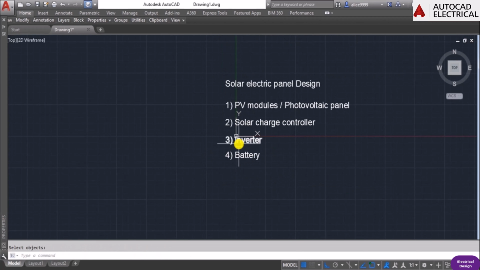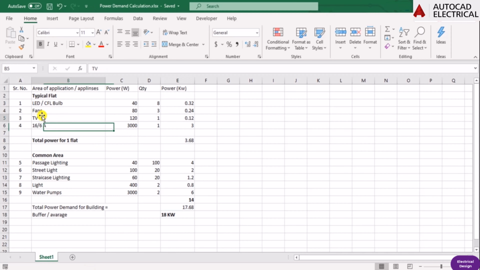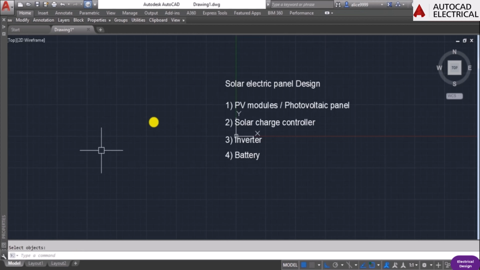So these are the four main important parts required for the solar electric system design. Now by this we need to determine the power consumption for the entire building. The first step of designing a solar PV system is to find out the total energy consumption of all loads that need to be supplied by the solar PV system, so I have calculated this power demand in the Excel sheet. The total demand for the entire building is 18 kilowatts. So I need to design the solar electrical panel which provides 18 kilowatts of energy to the entire building.